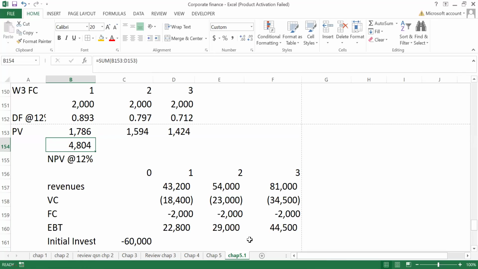Then you can also do the sensitivity of the initial investment. Because we have four variables, I think. We have revenues, we have variable cost, we have fixed cost. You can also take the sensitivity of EBT. You can look at it. You have the initial investment.